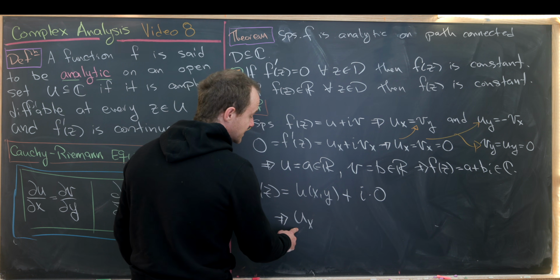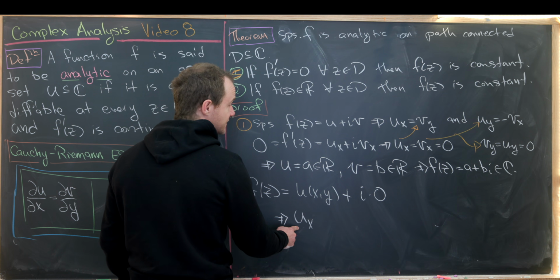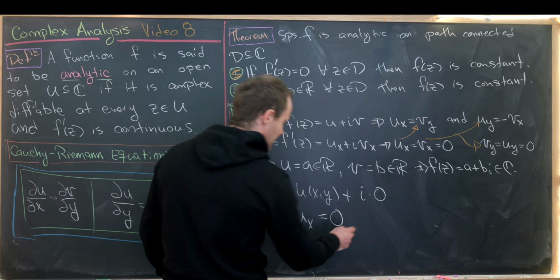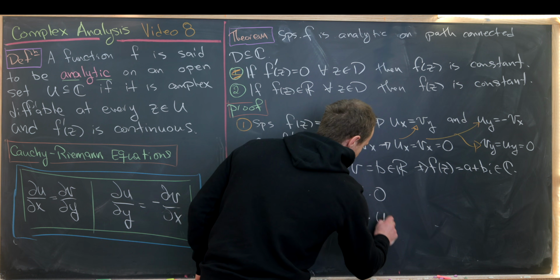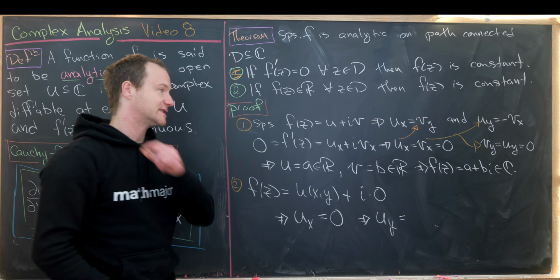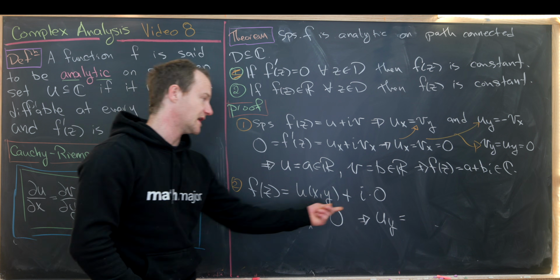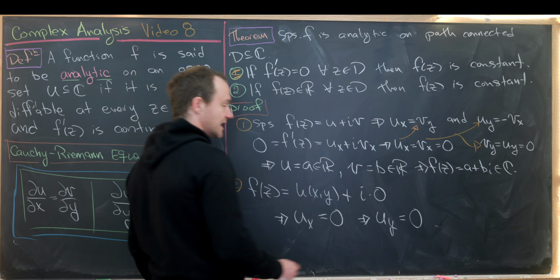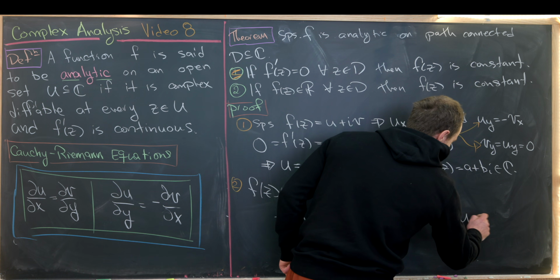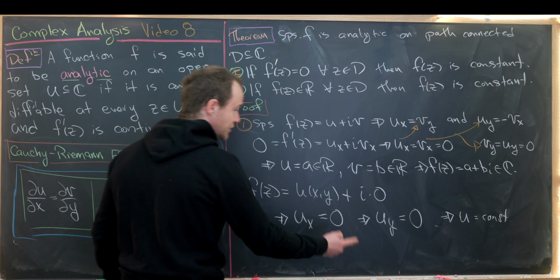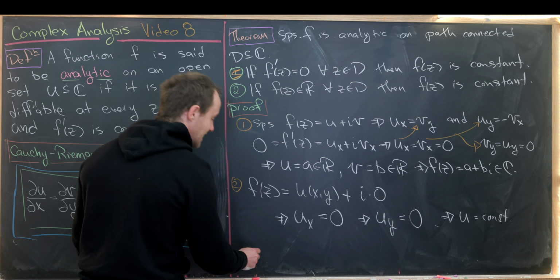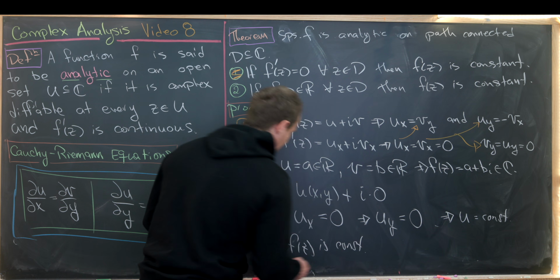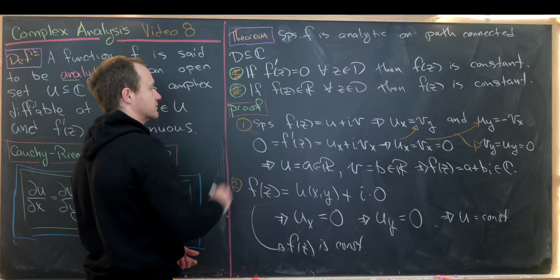That means u sub x, the derivative with respect to x of u, is equal to the derivative of v with respect to y, but that's 0. And then furthermore, the derivative of u with respect to y is equal to minus the derivative of v with respect to x, but again, that's the derivative of 0, which is 0. So we have ux equals uy equals 0, but that means u is equal to a constant. But if u is equal to a constant and f is only made up of u, that tells us that f is constant. And that finishes the proof of this second little result.